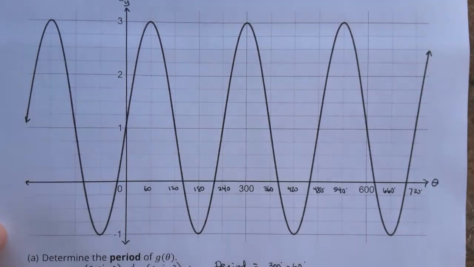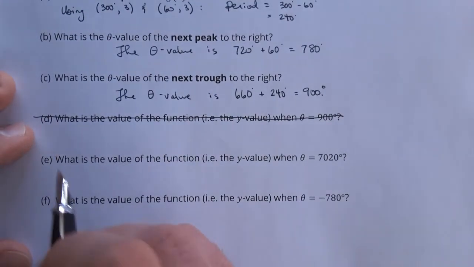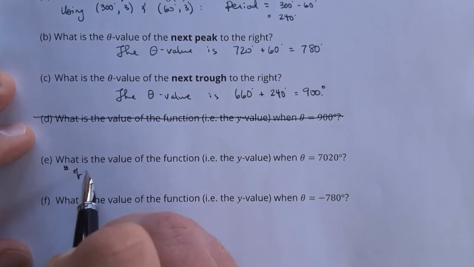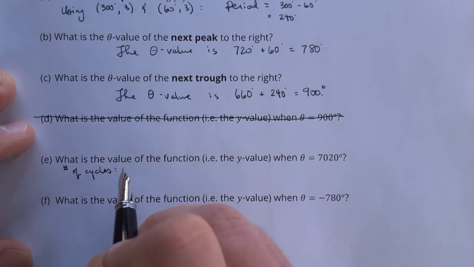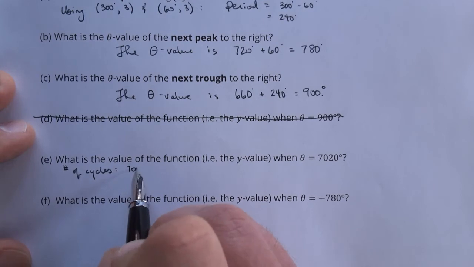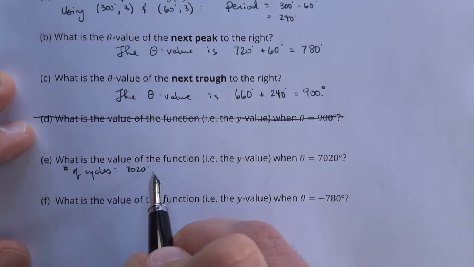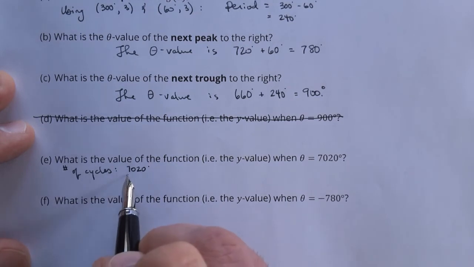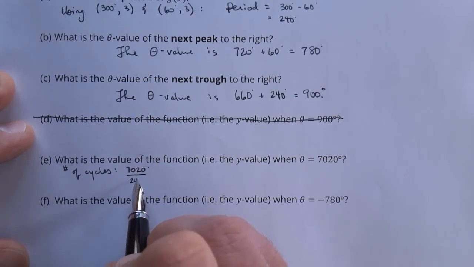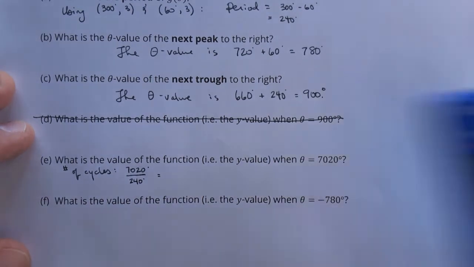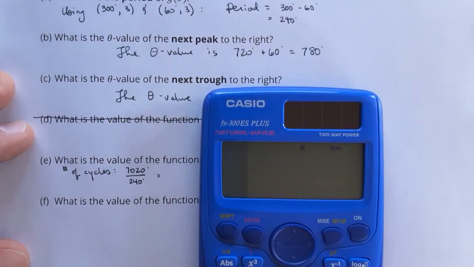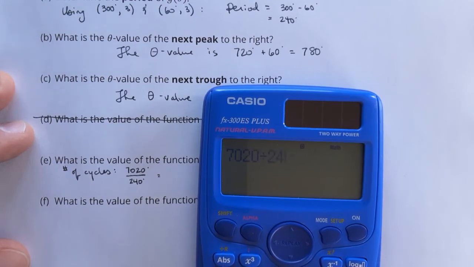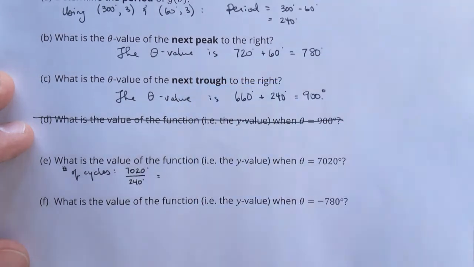So to do that, I'm just going to divide the number we're looking for by the period. So this is going to be the number of cycles, which would be 7,020. Now, I could have had a minus at the beginning, which was minus 0. I don't need to do that in this case. Divided by the period, which is 240 degrees. Grab my Casio FX300 ES Plus. Okay, 117 quarters, and as a decimal that's 29 and a quarter.